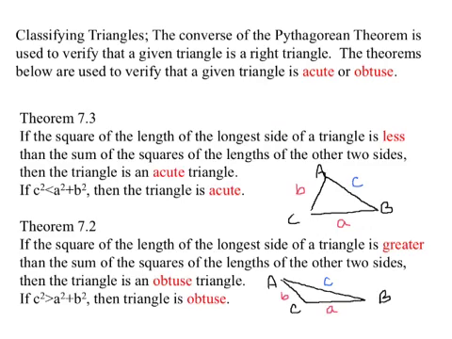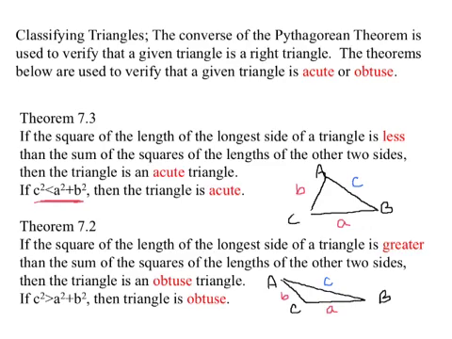All right, lots of words on this slide. Don't worry about it. It's not that difficult. Classifying triangles. The converse of the Pythagorean theorem is used to verify that a given triangle is a right triangle. The theorems below are used to verify a given triangle is acute or obtuse. Theorem 7.3. If the square of the length of the longest side of a triangle is less than the sum of the squares of the lengths of the other two sides, then the triangle is acute.